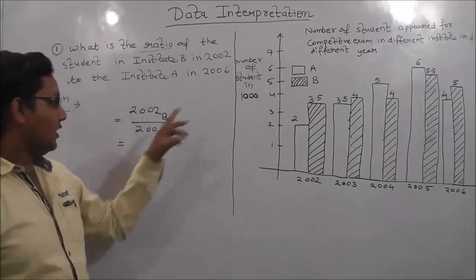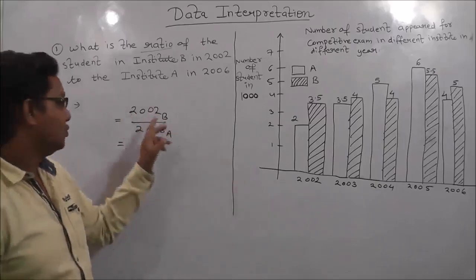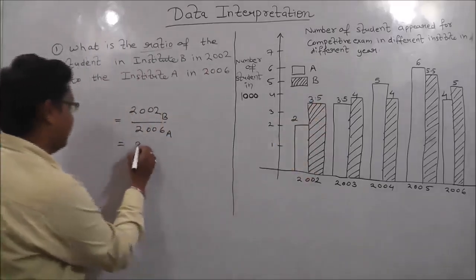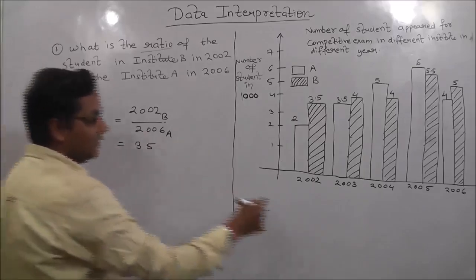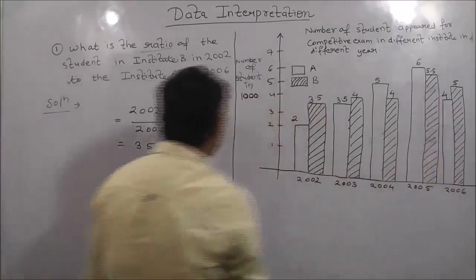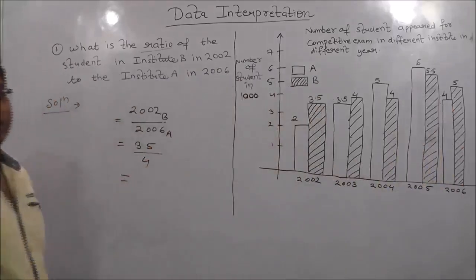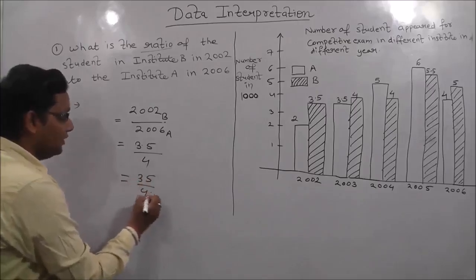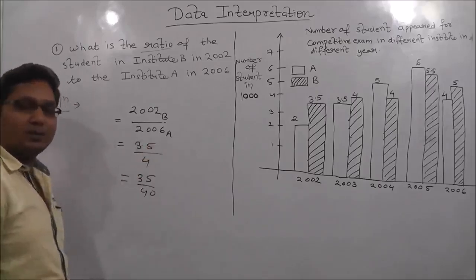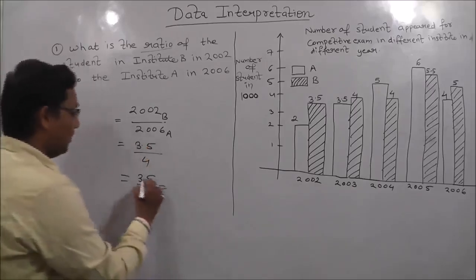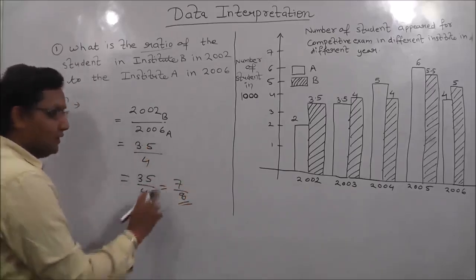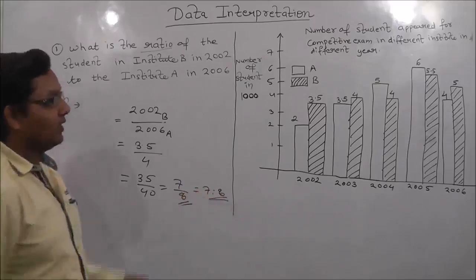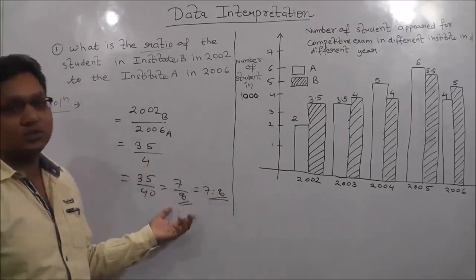After writing this, now go through the diagram. 2002 B is 3.5, and 2006 A is 4. So 3.5 upon 4, or we can write 35 upon 40 by multiplying both the numerator and denominator by 10. So 35 upon 40 is 5 into 7 upon 5 into 8, that is 7 upon 8. So the ratio is 7 is to 8. In this way, we can solve ratio questions.